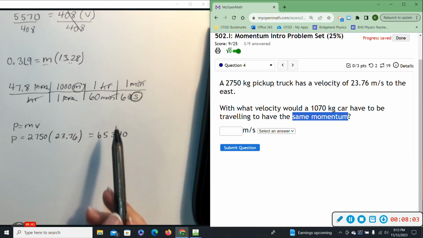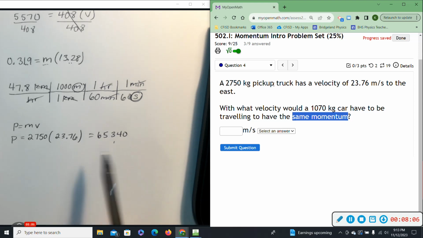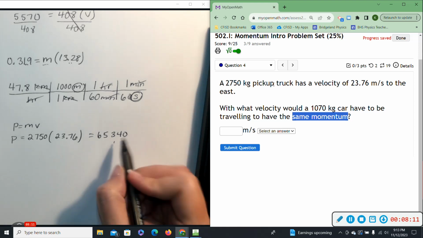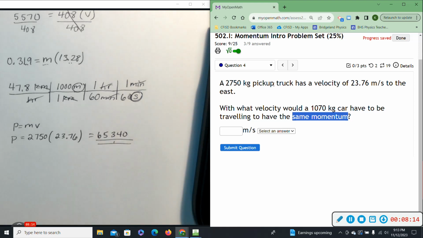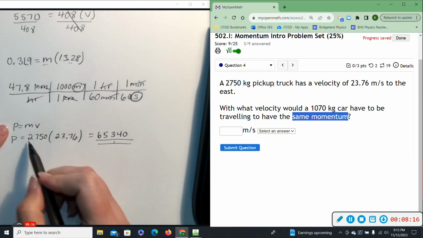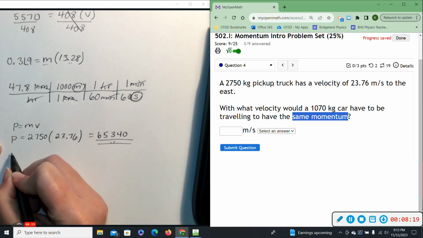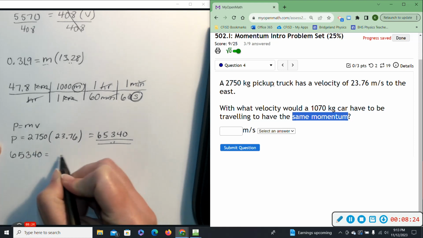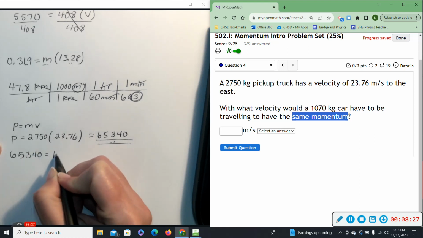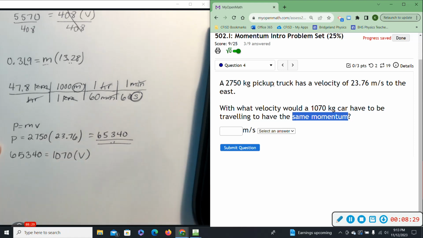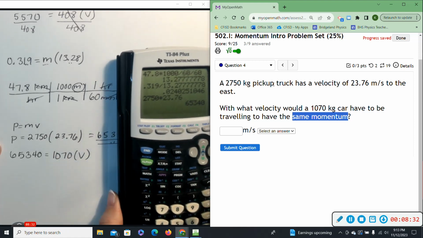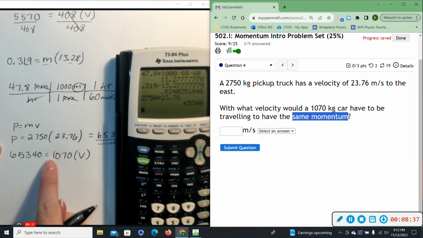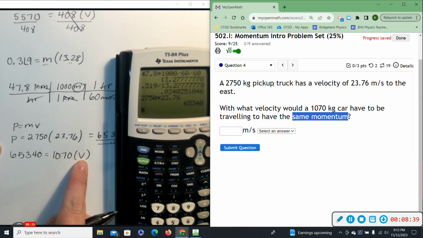This question isn't asking us for that momentum. Rather, it's asking us, hey, here's this other vehicle, a 1,070 kilogram car. How fast does it have to be going in order to have this momentum? Okay, and so it's a second calculation. It's still P equals M times V, but this time we're going to start with the momentum we just found, 65,340, and we're going to set it equal to this car's mass, 1,070, and figure out how fast that car would need to be going in order to have the exact same momentum as the truck. So we're going to take this and divide both sides by 1,070 to isolate that variable.